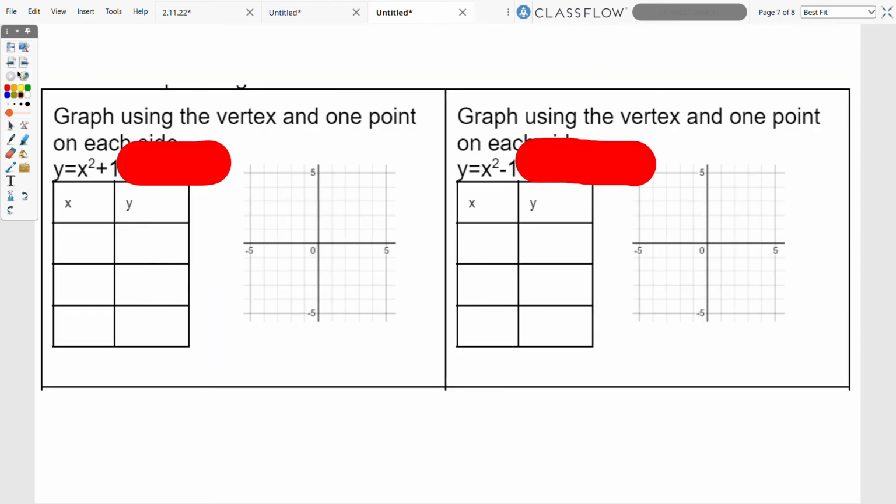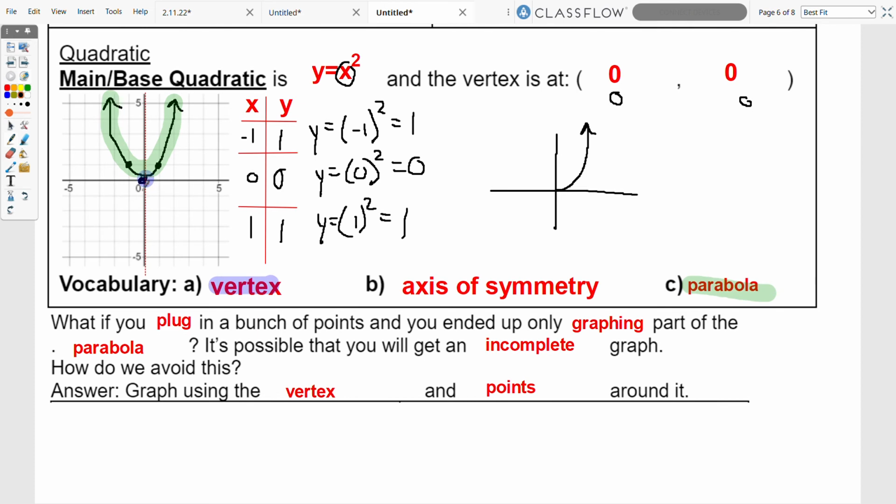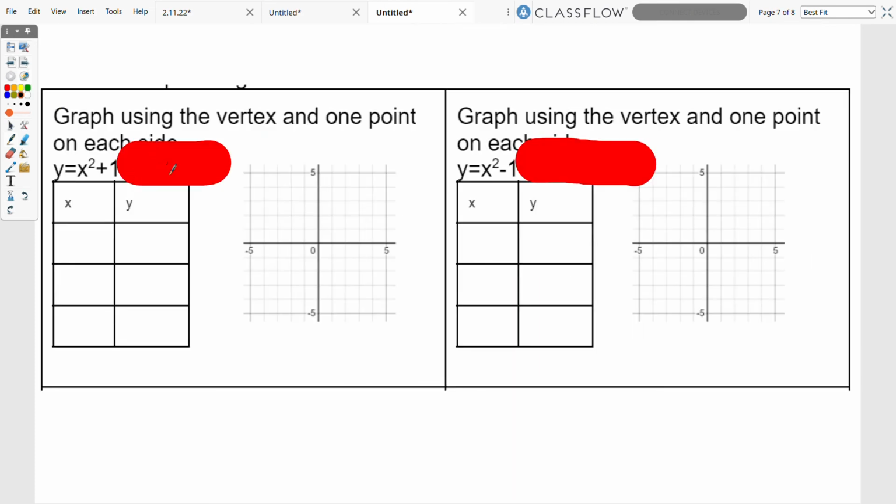And so remember, the base graph y equals x squared, it's at 0, 0. Okay, and so for each of these, we're going to graph using the vertex and 1 point. So if we have y equals x squared plus 1, since it's x squared, we know that it's going to be this shape. Okay, and so when we have plus 1 on the outside of the x squared, what that does is it moves the vertex up 1. So remember, it's originally at 0, 0, moves up 1, so it's going to be at 0, 1. So that's our vertex.